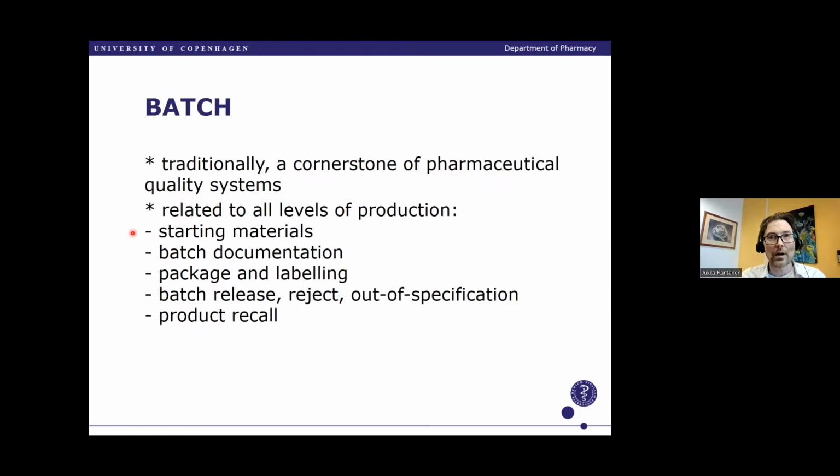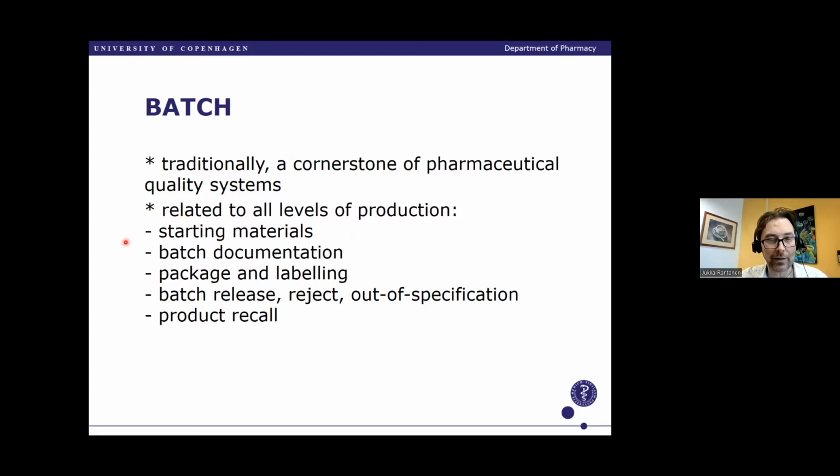But let's start by thinking about what is continuous manufacturing. So there's one important concept in the pharmaceutical world that is often affecting our thinking. It's the concept of batch. So batch processing and definition of batch is important for pharmaceutical products. And it's related to quality systems. And it's related to many aspects.